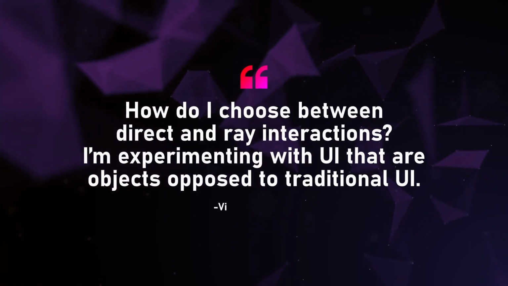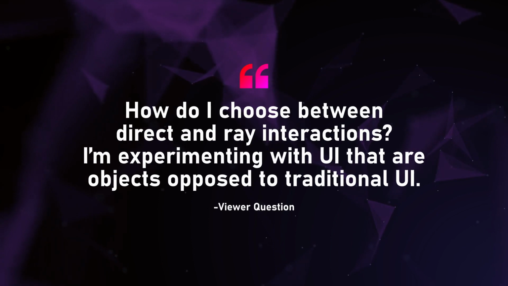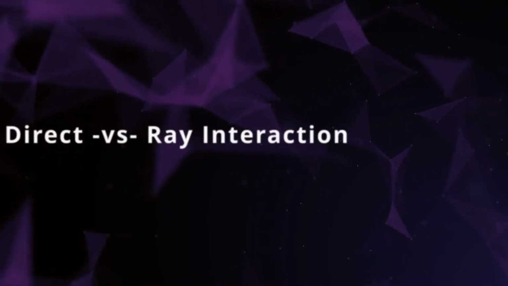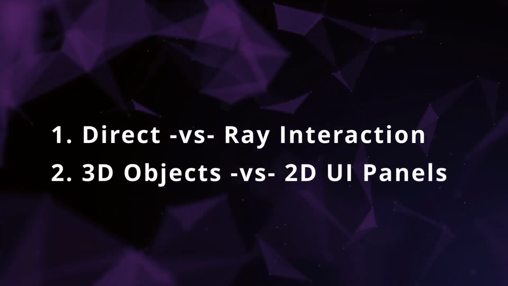A viewer sent in a question asking, how do I choose between direct and ray interactions? I'm experimenting with UI that are objects as opposed to traditional UI. I see two parts to this question: direct versus ray interaction, and 3D objects versus traditional 2D UI panels. That's a very good question, and I'll be answering it in this video.